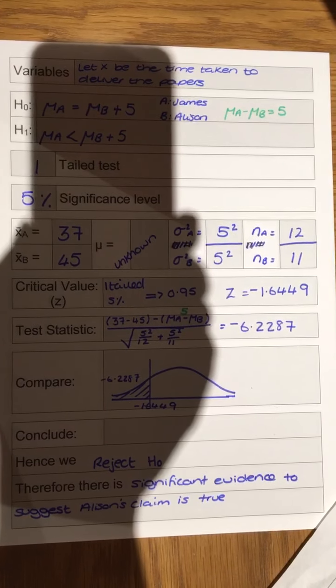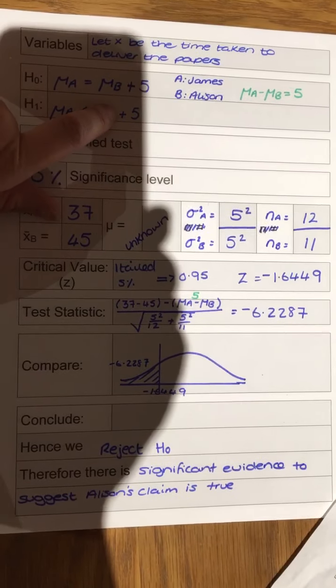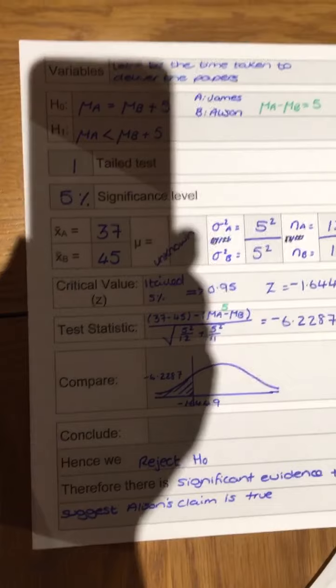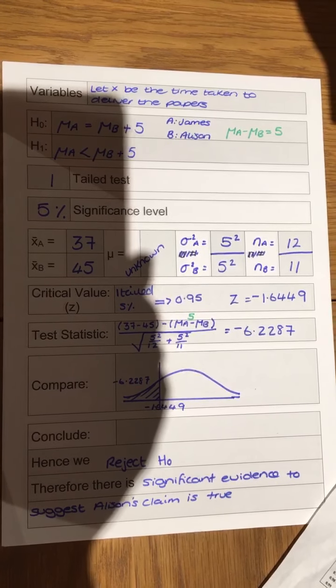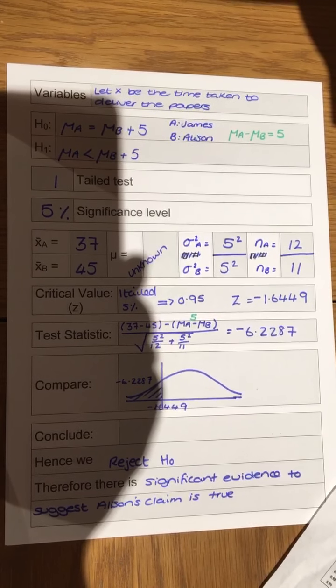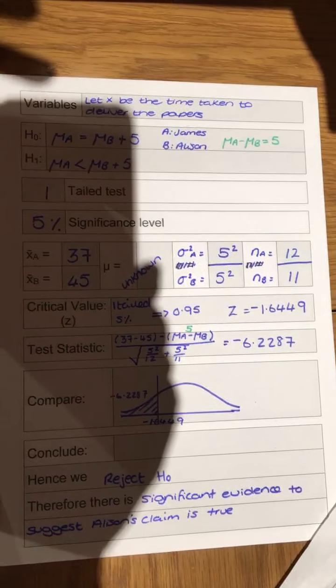So slightly more marks for this one because you would have had to have that 5 on your hypotheses. You'd have had to have that 5 on there. So this one would definitely be worth a few more marks. Make sure you've written down both those examples and have a go at the questions on Google Classroom.